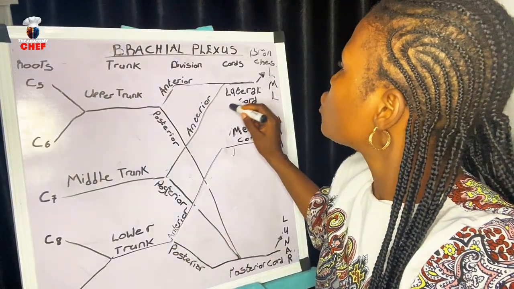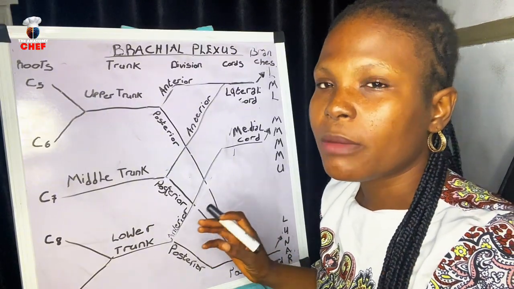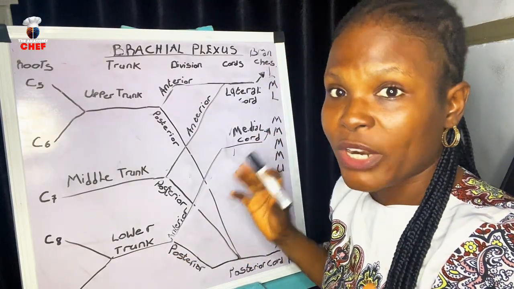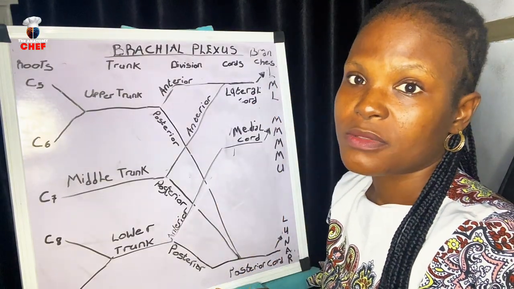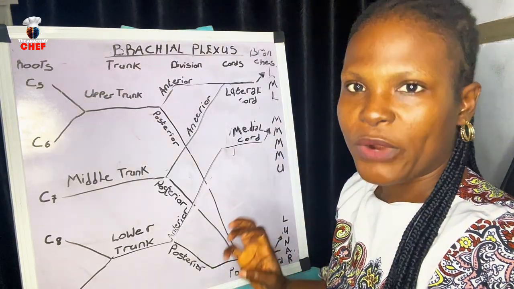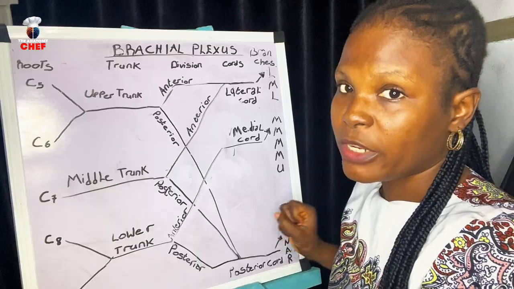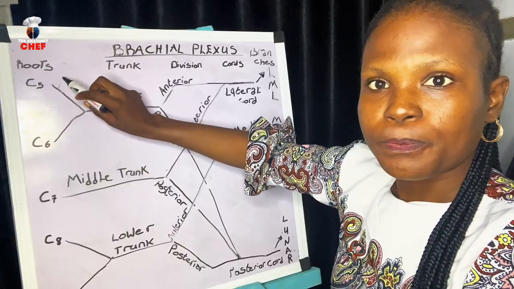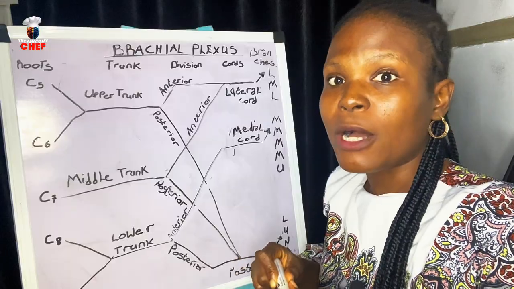Now each of these cords gave rise to branches. It is in the branches we're really going to spend a lot of time, so just pay attention. Each of these cords gave rise to branches. We have the lateral cord giving rise to three branches, the medial cord giving rise to 5 branches, and the posterior cord giving rise to 5 other branches. We're going to talk about them. Now we also have some branches that ran through from the roots, and some branches that ran through from the trunks. So we're also going to be talking about those branches.